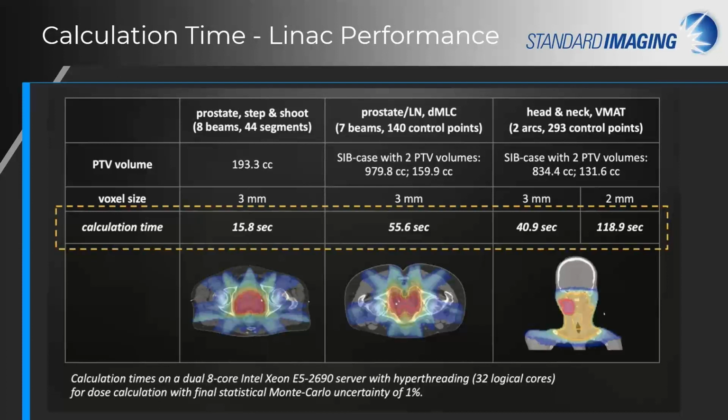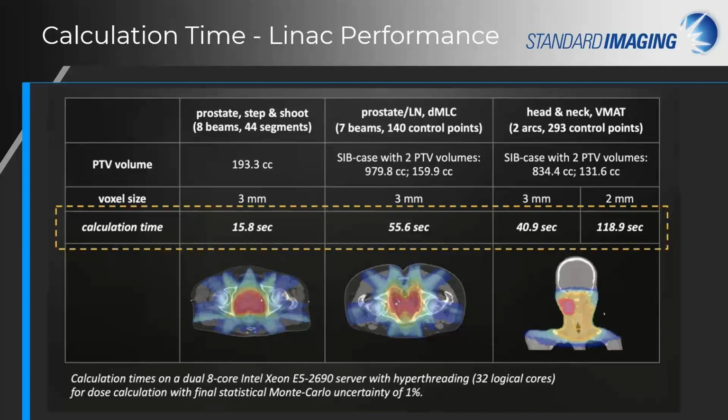So here you can see examples of calculation times for 3 different plans. The first is a very simple plan with 44 segments, and as you can see with a 3 millimeter voxel size, it calculates in less than 16 seconds. Now, if we up the complexity a little bit and we keep the voxel size similar, still the calculation time is less than a minute.